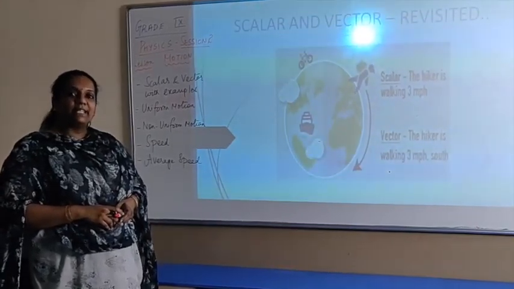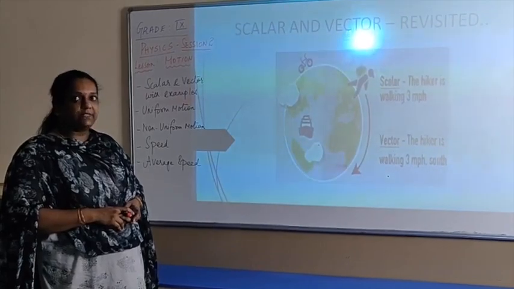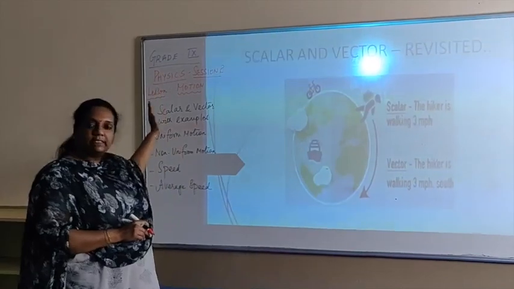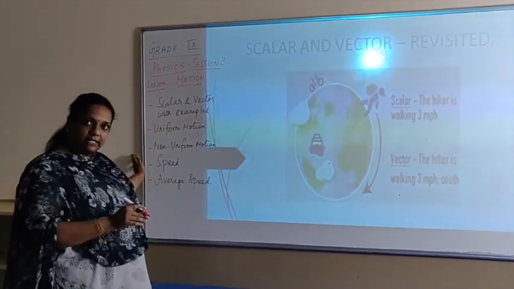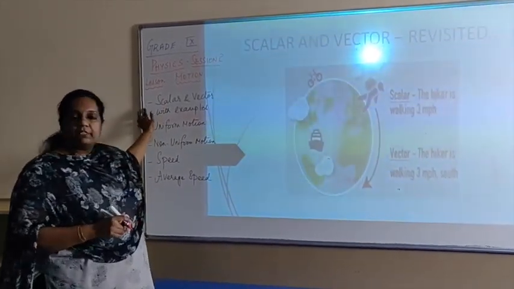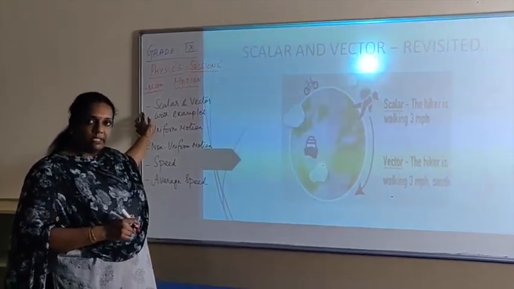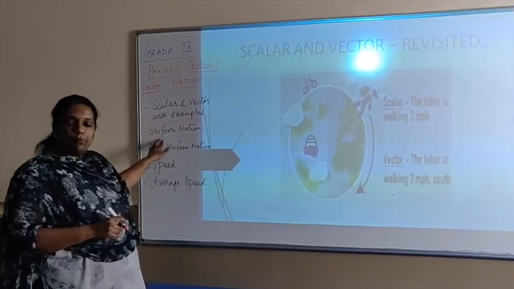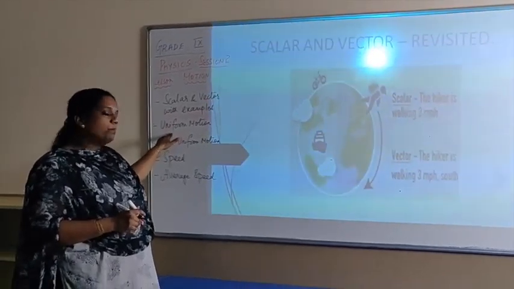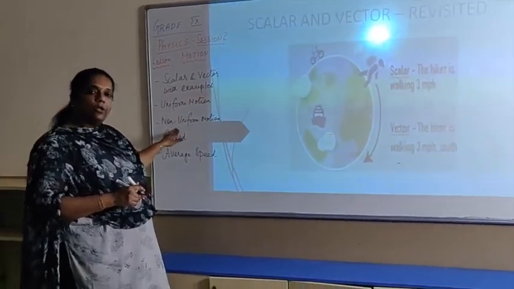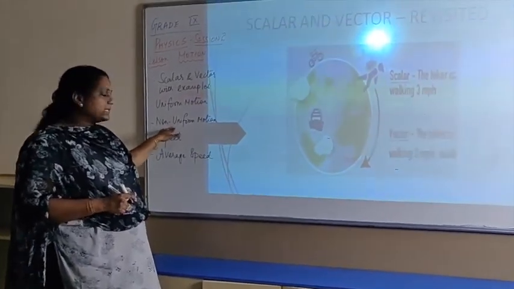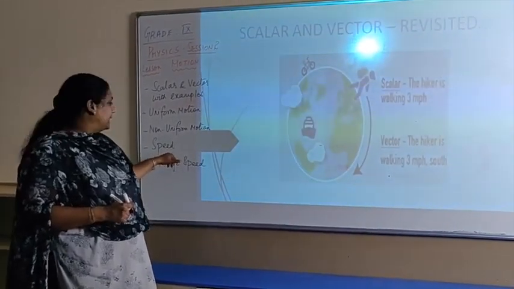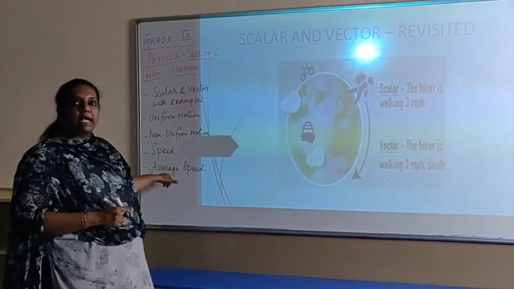We will now begin with the second session of the lesson from physics, which is motion. As our usual practice is, I have listed down the subtopics we are going to study in this session. We will start with a quick revisit to the concept of scalar and vector quantities with examples. We will move on to study what is uniform motion with examples, and what is non-uniform motion, again with examples. We will try to understand the basic concept, which is speed, and we will also understand what is average speed.